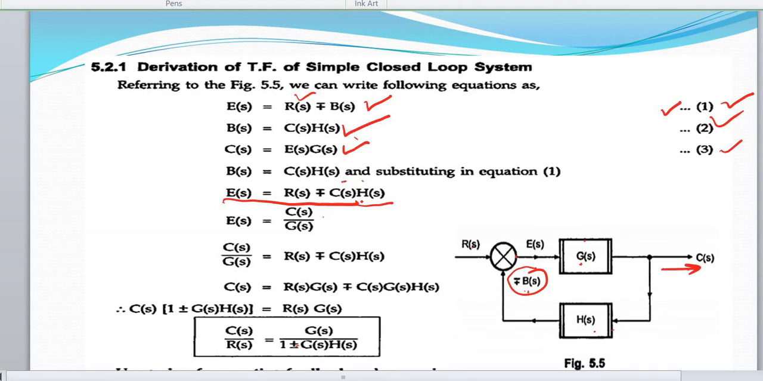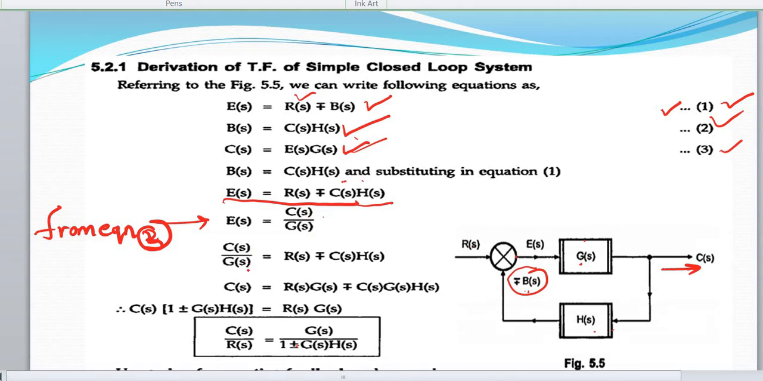So substituting all of that, from equation 2 and from equation 3, E(s) is C(s) by G(s).